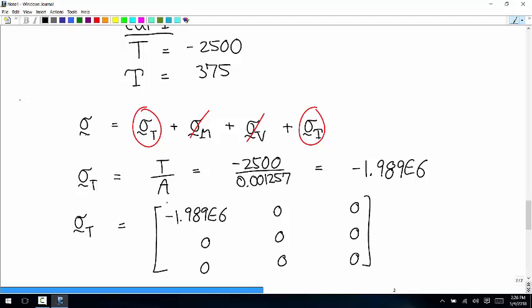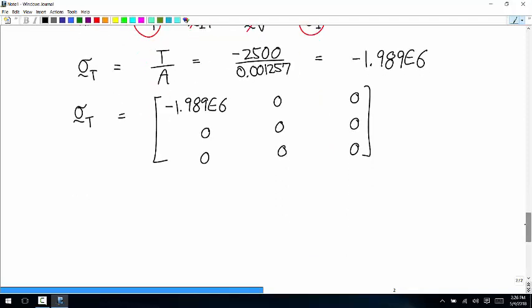Yes, that is quite likely, I would say. Not this question, but some kind of statically indeterminate system.